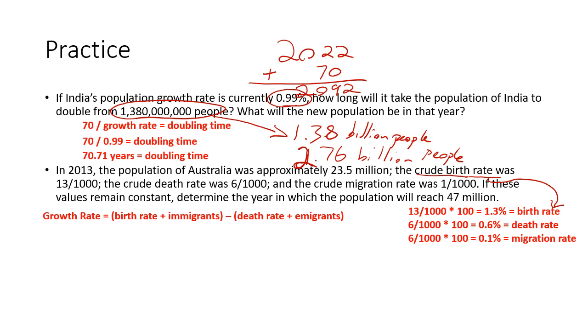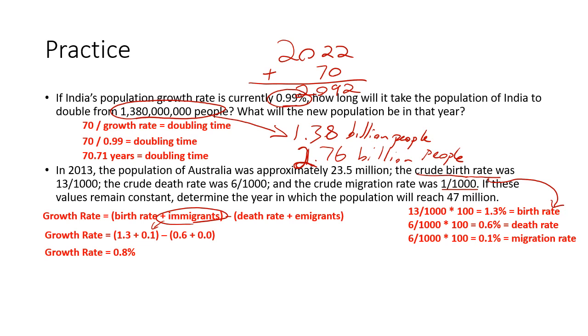13 divided by 1,000 times 100 gives me a birth rate of 1.3%, and then the other two for migration and death. Okay, our growth rate therefore is going to be 1.3 plus 0.1 in parentheses, minus 0.6. Now notice the crude migration rate again is 1 out of 1,000 people. That is a positive number. So that means immigrants, people going into the population, which is why I added it there. Okay. Our growth rate is therefore 0.8%.